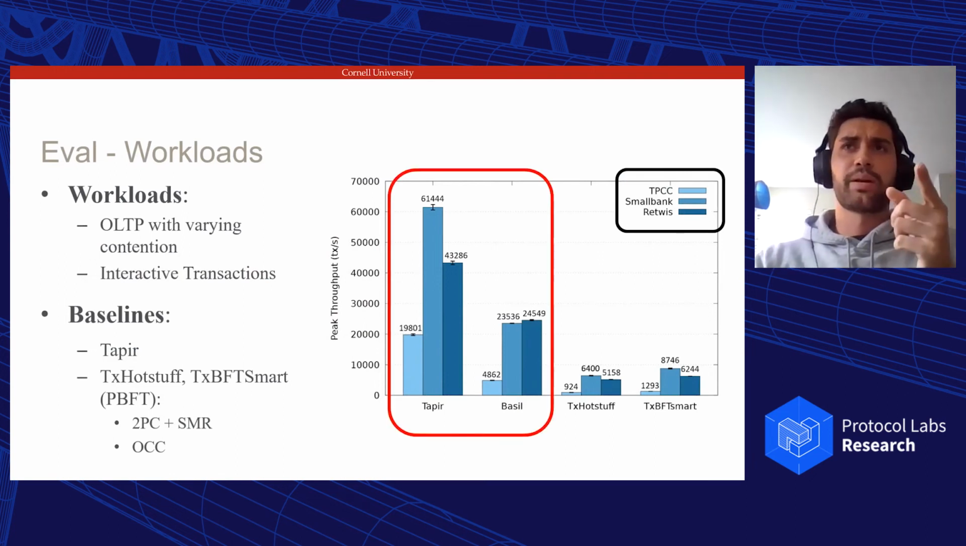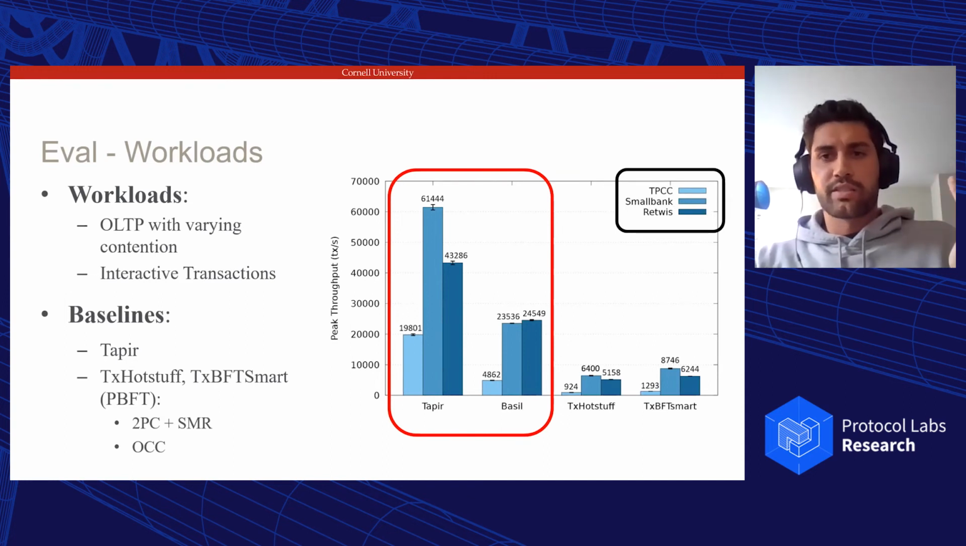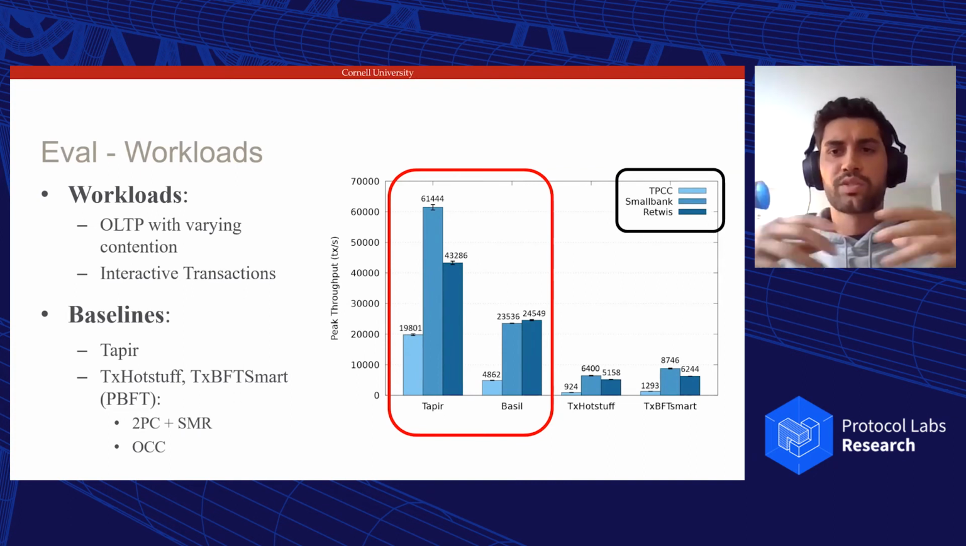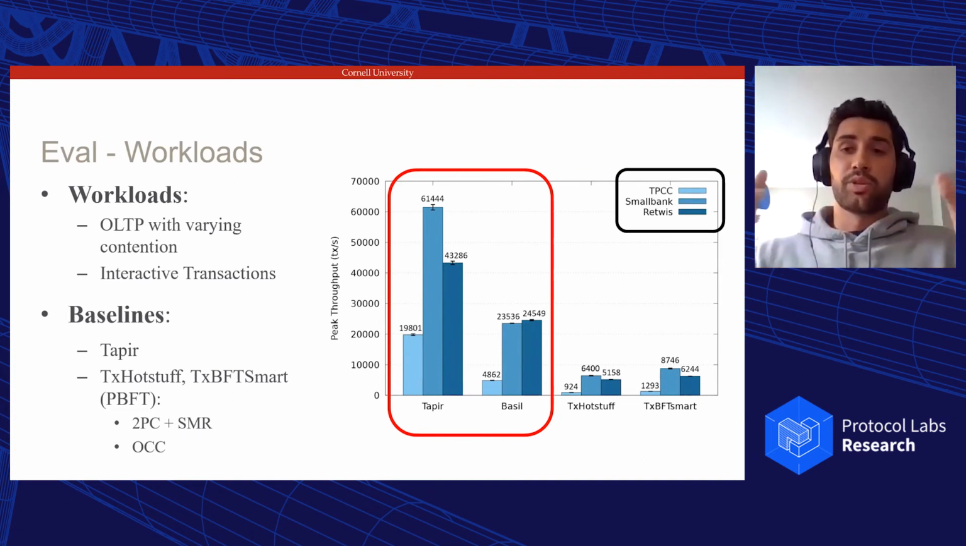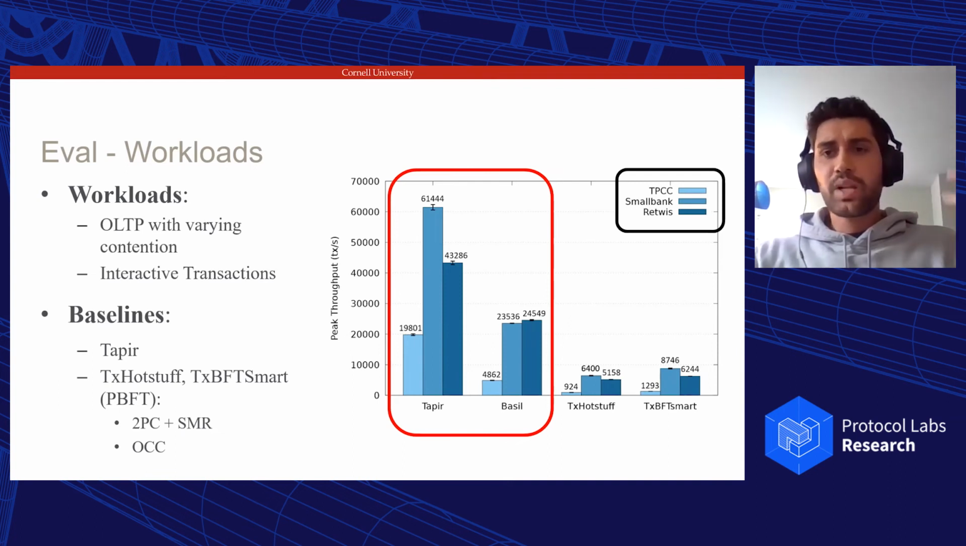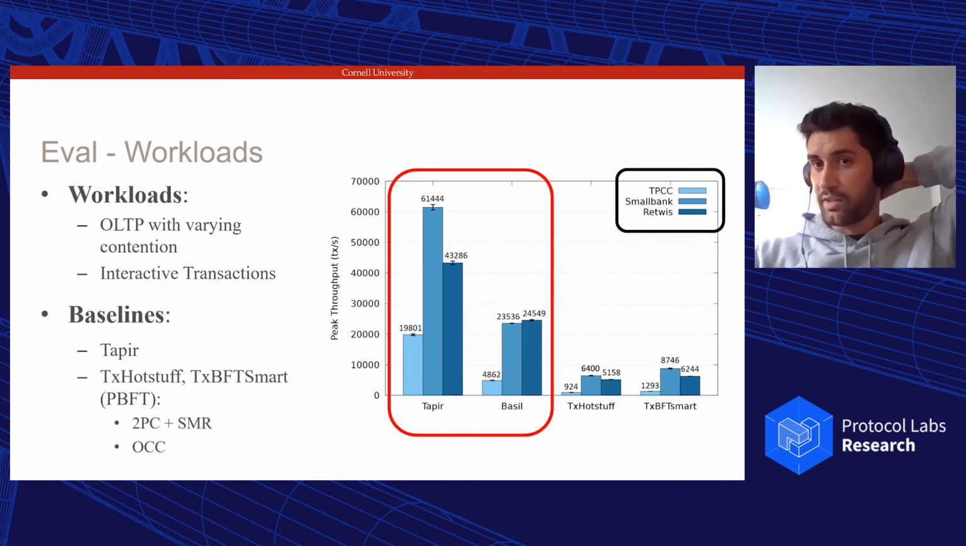So on the left, we compared Basil to TAPIR, which is a recent crash failure state-of-the-art database that also uses a similar client-driven design and also integrates the distributed commit and replication layer. And here, Basil's main overhead stems from the fact that it requires signatures and larger quorums for BFT, but nonetheless, it offers quite competitive performance given the increased security and resilience to BFT.